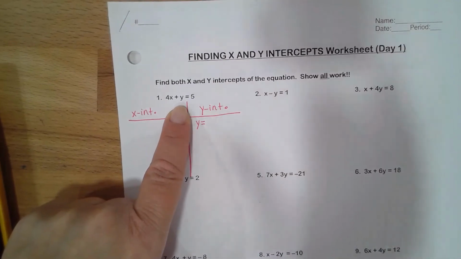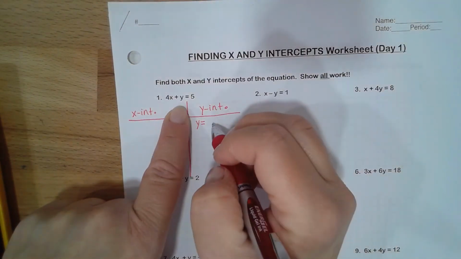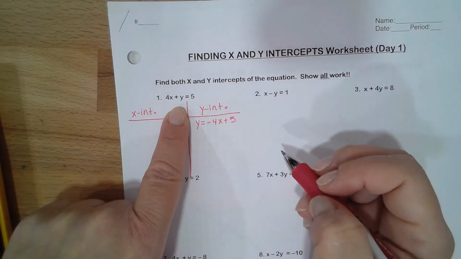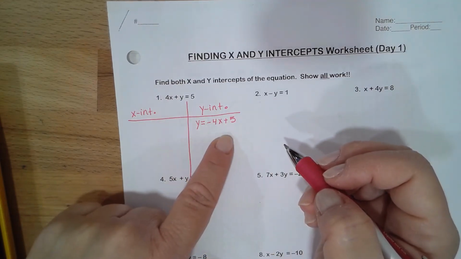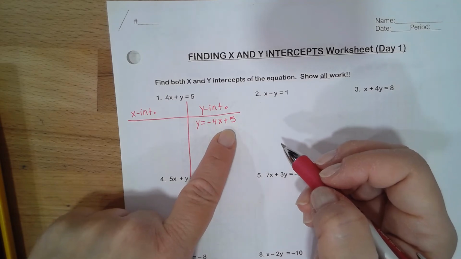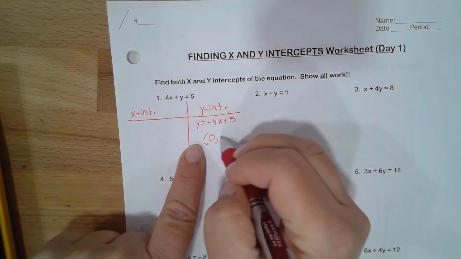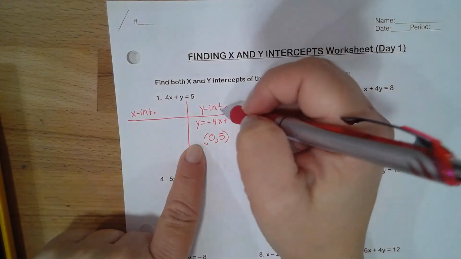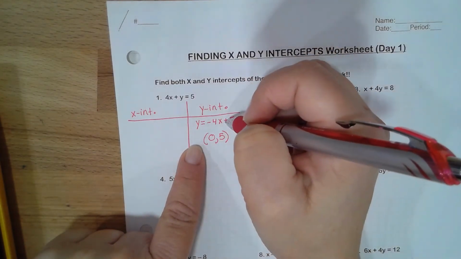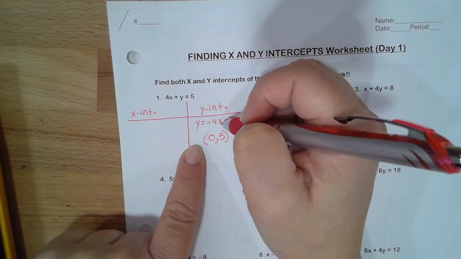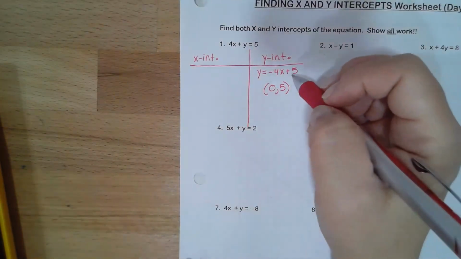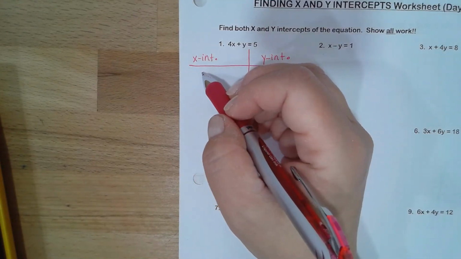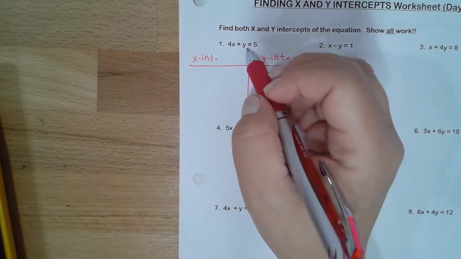So first thing I'm going to do is put it into y equals mx plus b form. Okay, so to do that, I'm going to subtract 4x on both sides, right? And then in y equals mx plus b form, what is my y-intercept? 5. So you're just going to write it as 0, 5. Okay? And remember, algebraically, if you wanted to, you could plug in 0 for x. You would still get 5 for y.